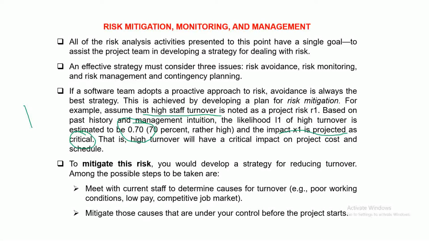It means that for high staff turnover, the uncertainty is 0.70. The uncertainty is very high. The probability of this high staff turnover is 0.7. It is on the very higher side. And if this anticipation, this estimate, becomes reality in future, then its loss, its impact is very critical. Critical on what? Critical on the project cost and project schedule.